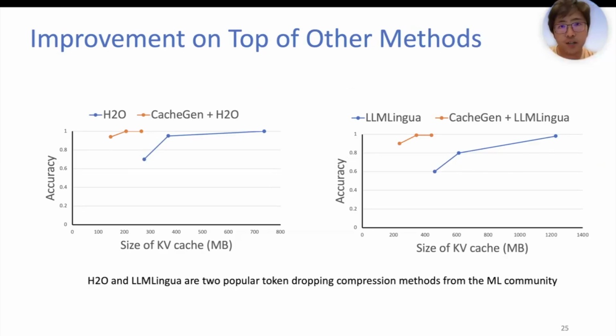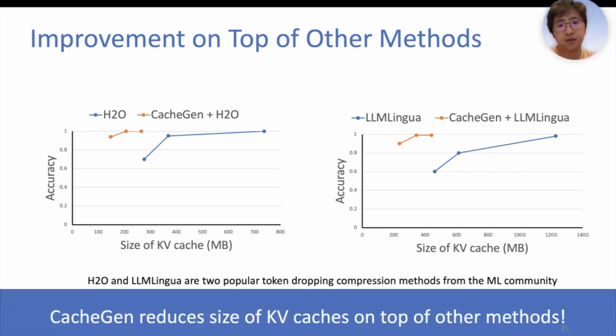So here is CacheGen's improvement on top of other methods. H2O and LLMLingua here are two popular token dropping mechanisms from the machine learning community. As you can see here, CacheGen reduces the size of the KV cache on top of other methods as well.